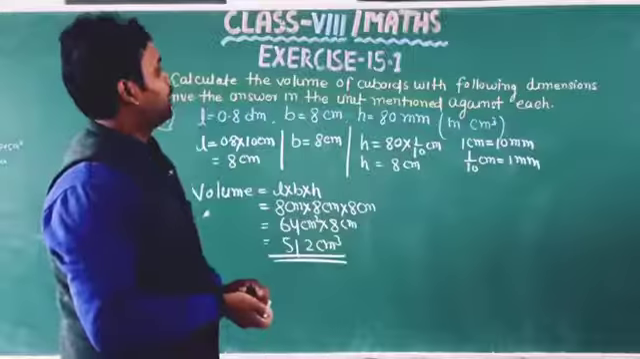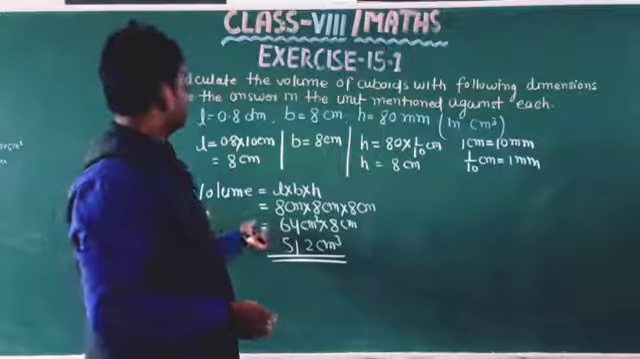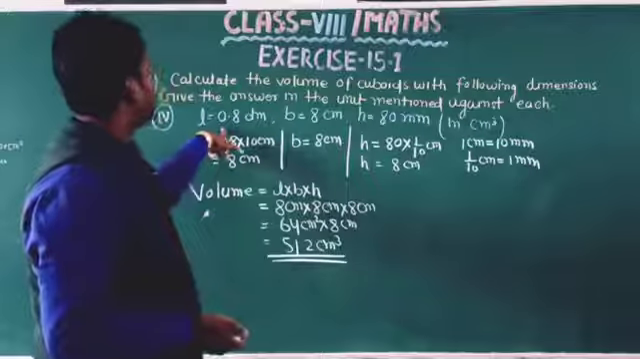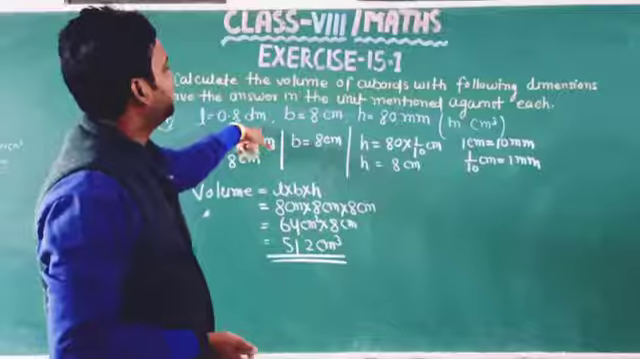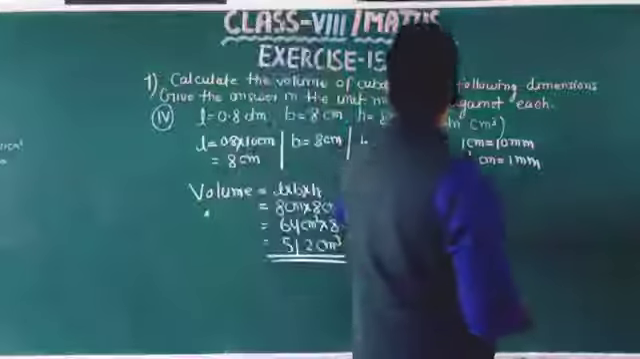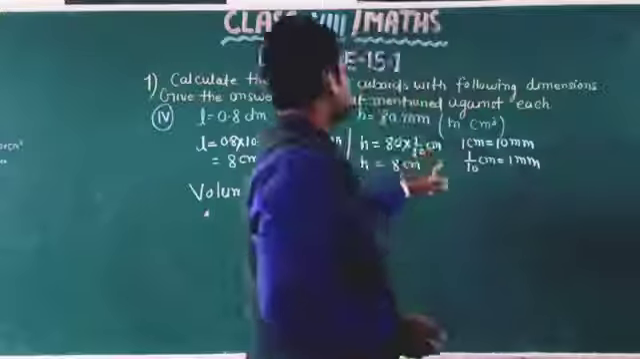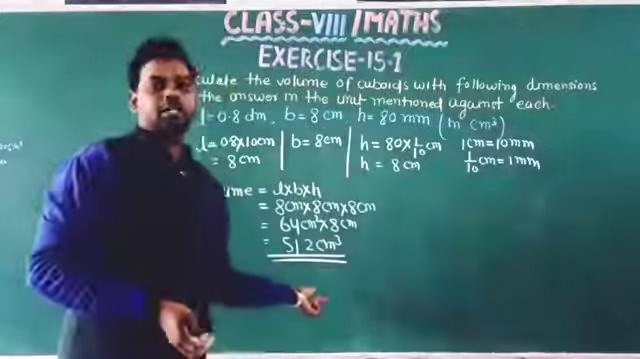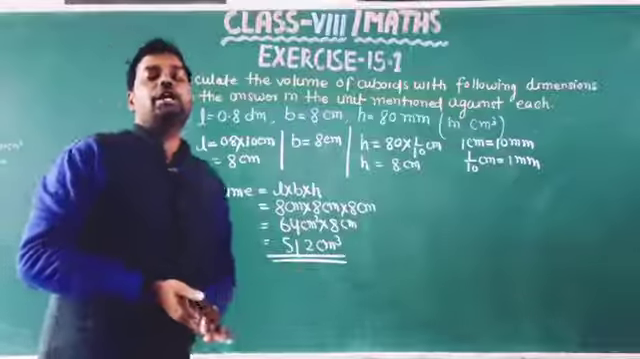So volume of the tube, which has length 0.8 decimeter, breadth 8 centimeter, and height 80 millimeter, is 512 centimeter cube.